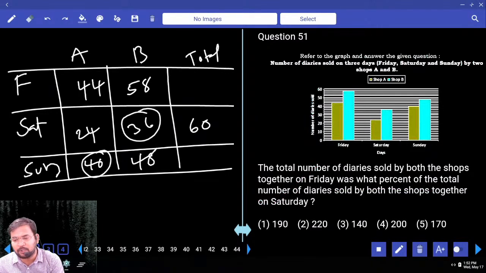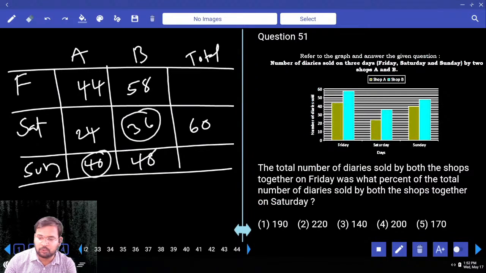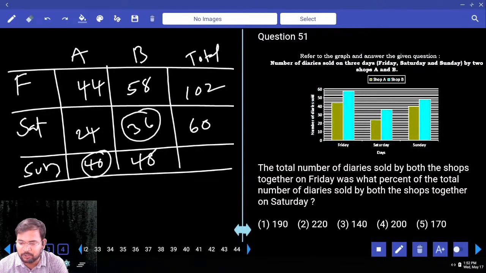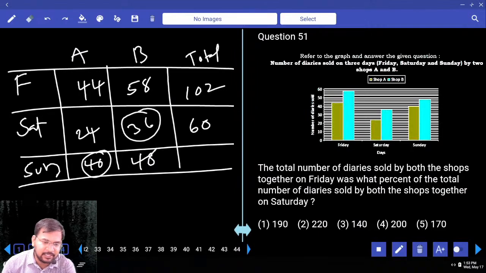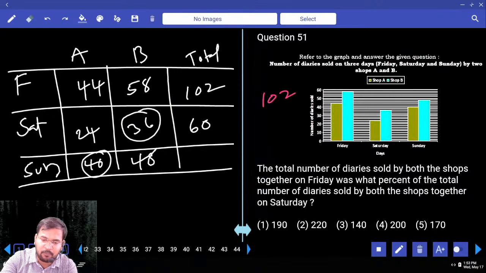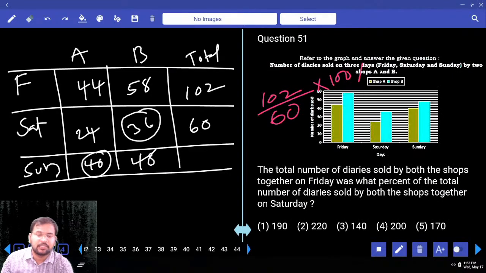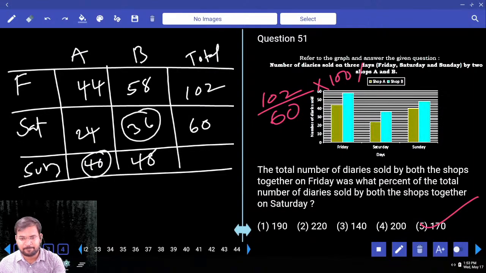The total number of diaries sold by both the shops together on Friday. Friday is how much? 12. What percent of the total number of diaries sold by both the shops together on Saturday? Saturday is 60, yes or no? So 12 is what percentage of 60? Forget about zeros. 6 ones are 6, 7s are 42. And exactly how much percentage? 170%. 100% is 60. 70% is 42. 42 plus 60 is 102. Are you clear?